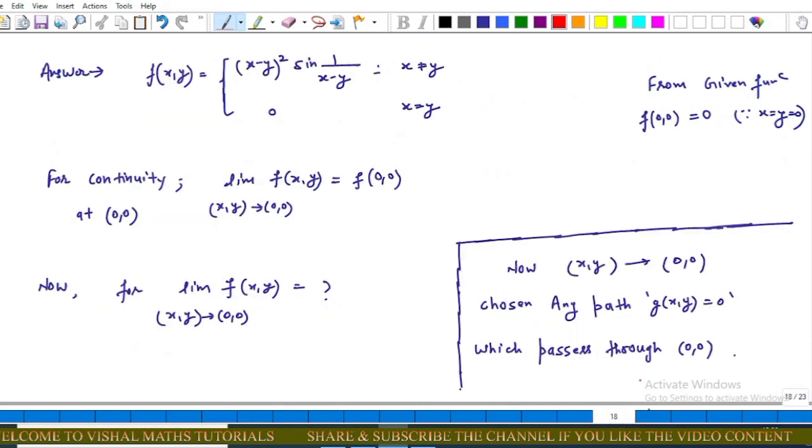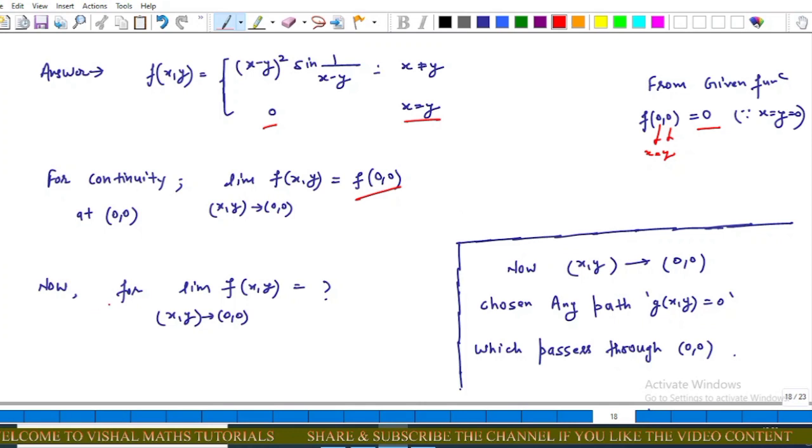Now for this question, for continuity at (0, 0), we have to prove that the limiting value of the function at (0, 0) must be equal to its functional value, that is f(0, 0). For the value of f(0, 0), we notice that x = 0 and y = 0, that is x = y, and from the given function, x = y gives function value 0. This implies that f(0, 0) = 0.